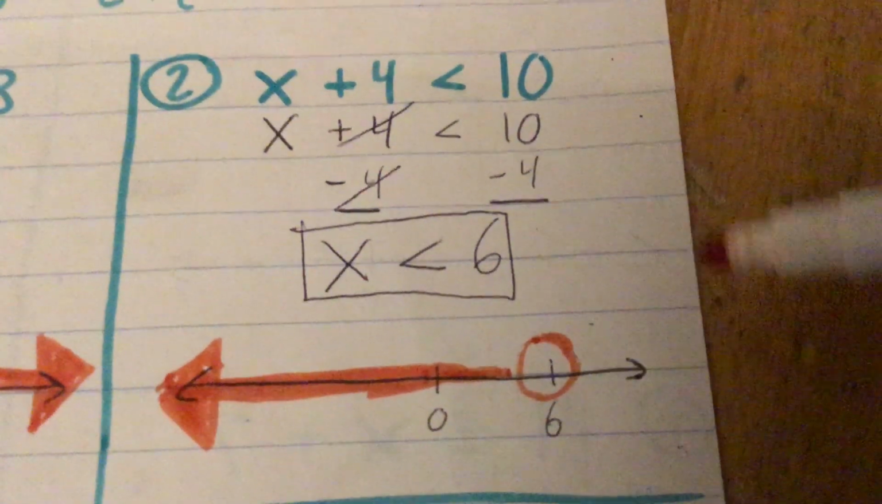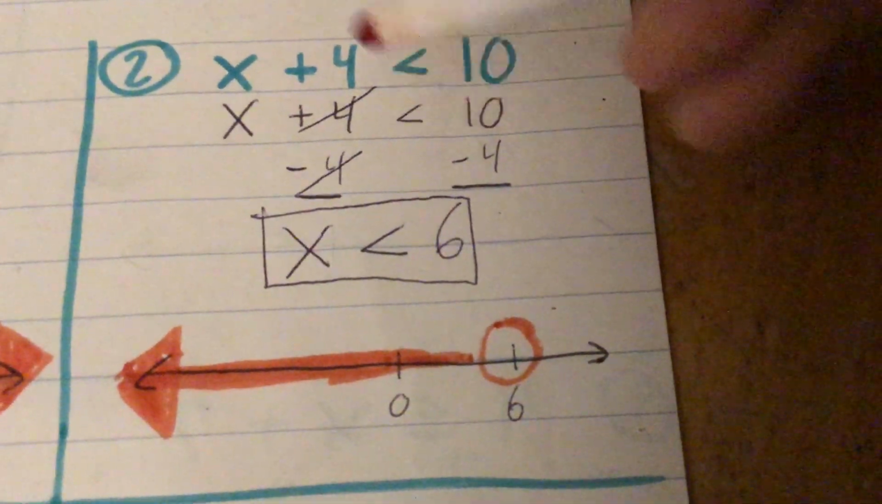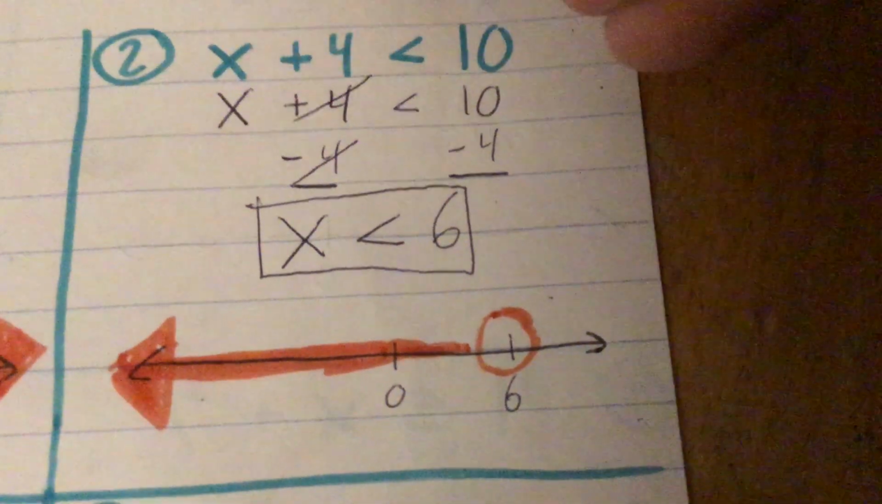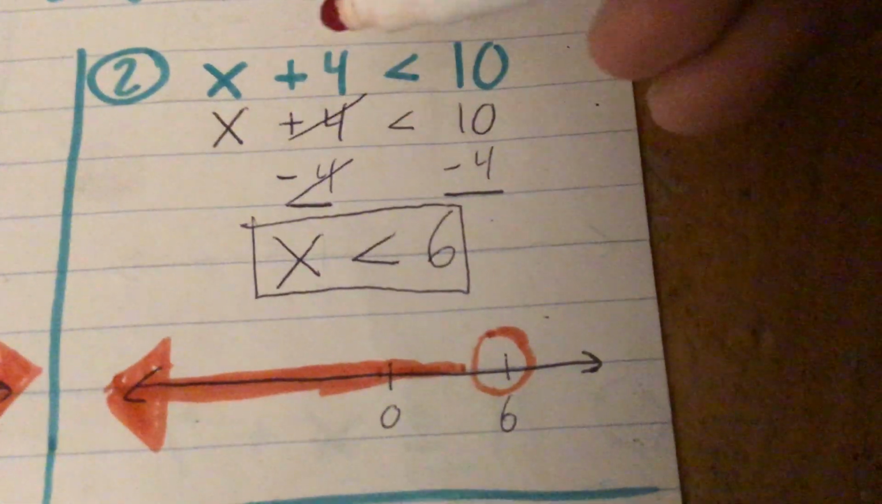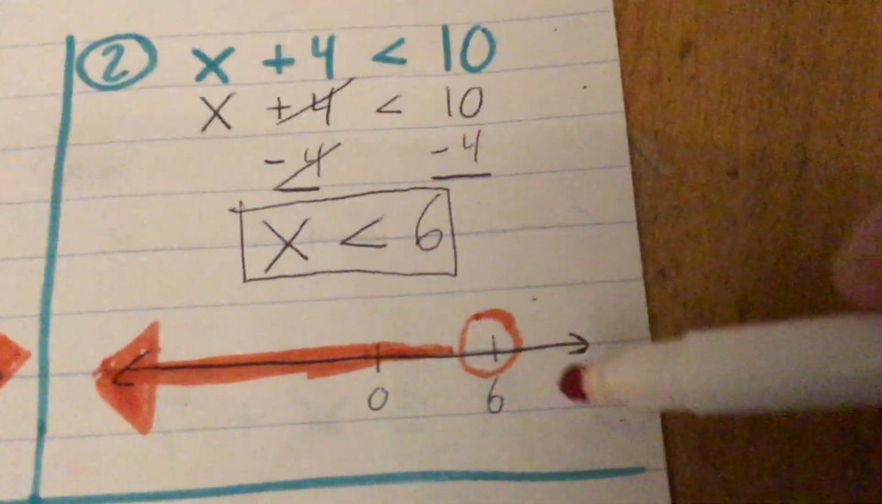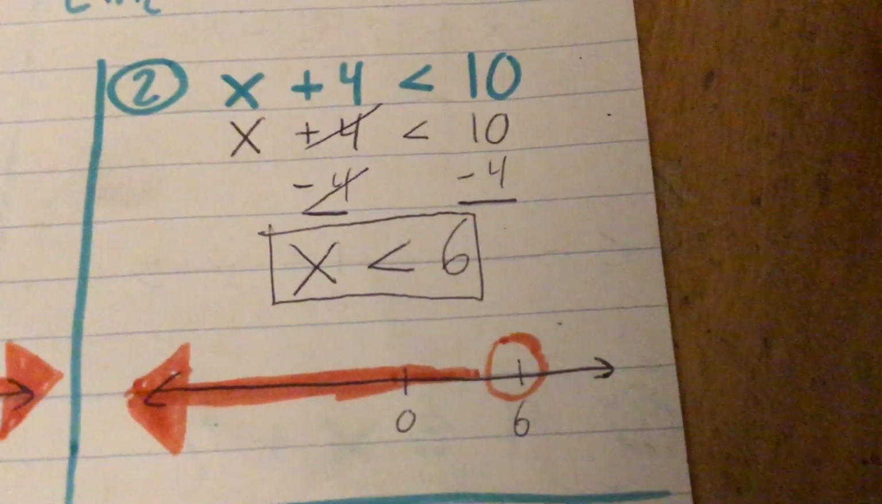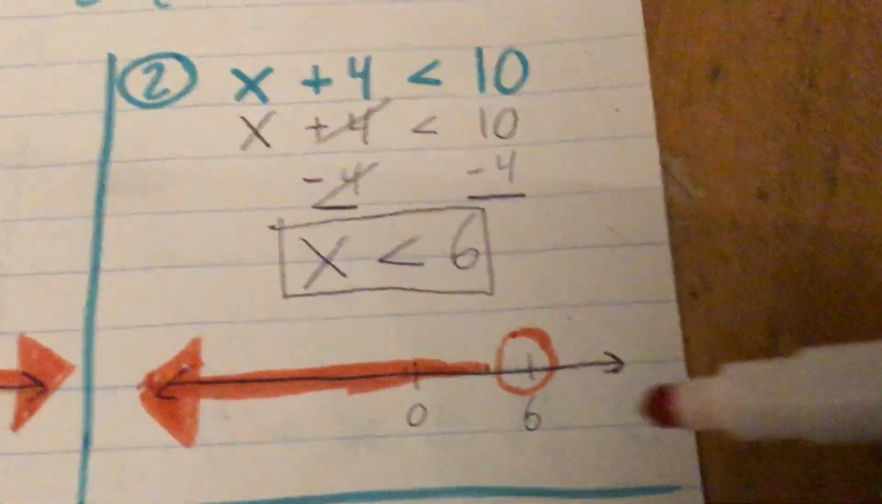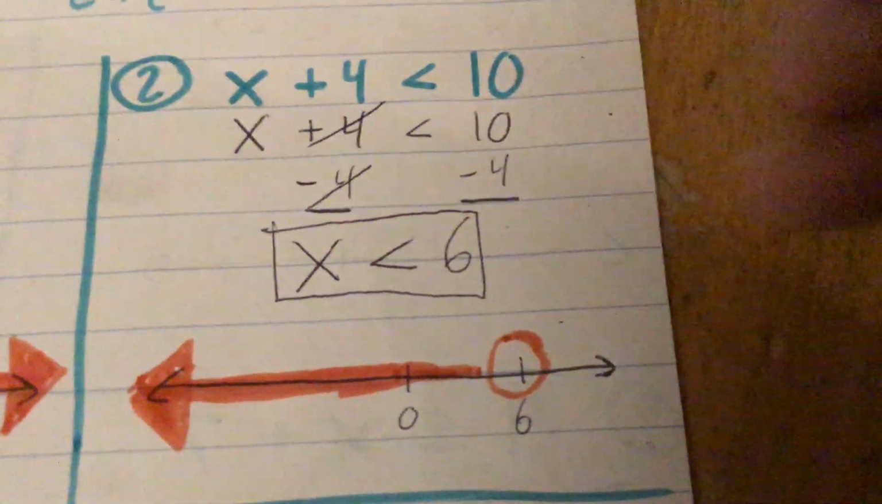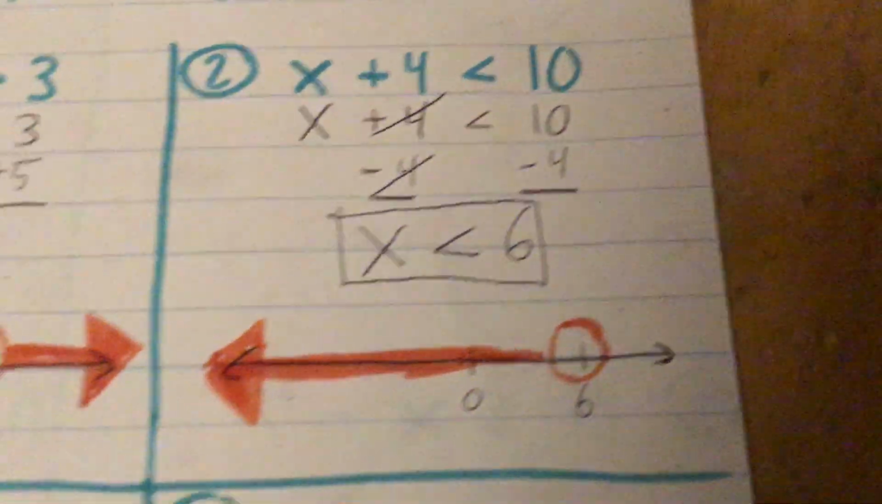Nah. Let's go with 7. 7 plus x equals 7 plus 4 is 11. 11 is less than 10. That is not true. Everything that's shaded is legal. Everything that's not shaded is illegal. The goal is to figure out what values of x make this statement true.